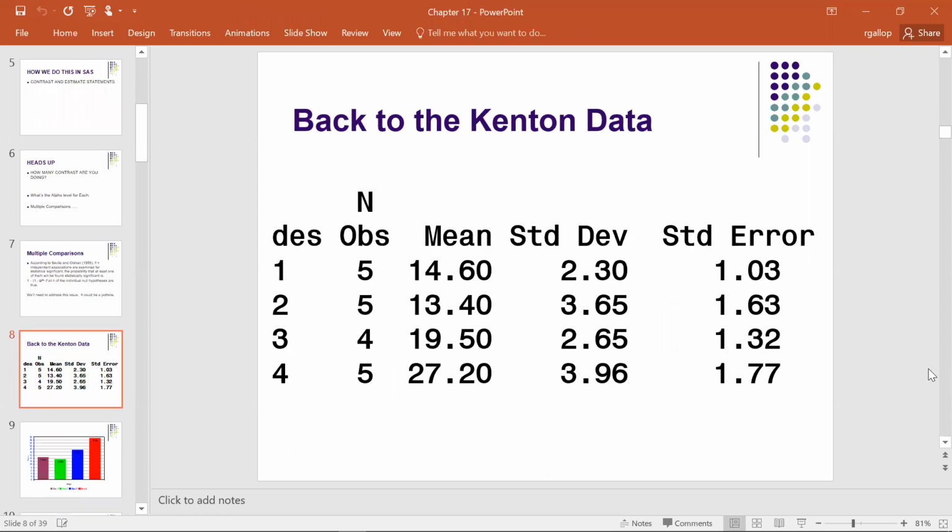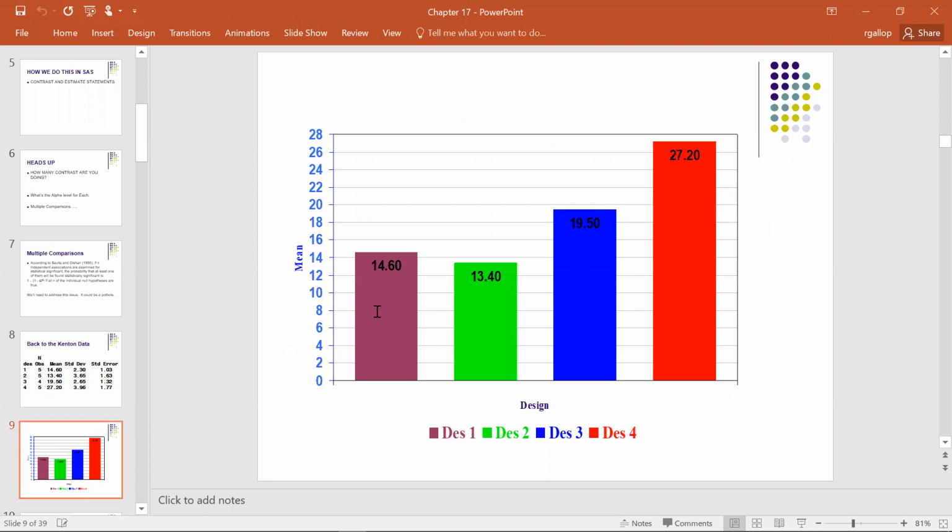But now, if we go back to the Kenton data, we saw the average cases sold for the 4 designs had these means and these standard deviations. And then remember, the standard error ends up being the root MSE over the square root of the sample size. So again, visually, we can look at the cases sold as looking like this.